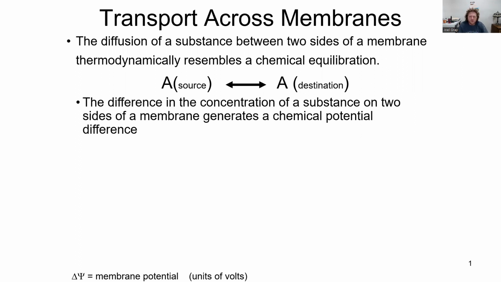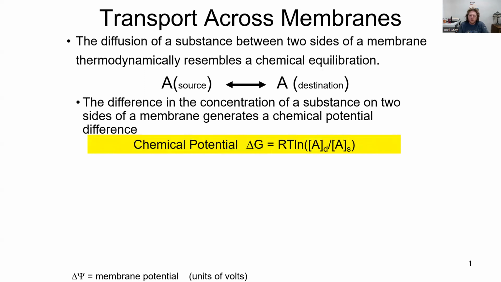Now, the difference in the concentration of a substance on two sides of a membrane generates a chemical potential difference. So if, for instance, a substance is going from a very high concentration to a low concentration, then that's going to be a favorable movement. So high concentration to low concentration, favorable, as opposed to from a low concentration to a high concentration.